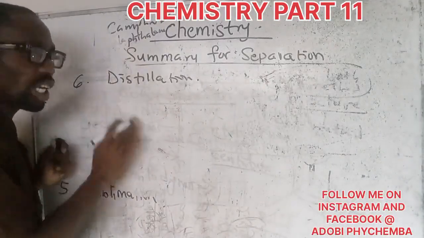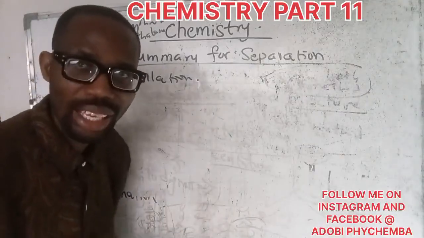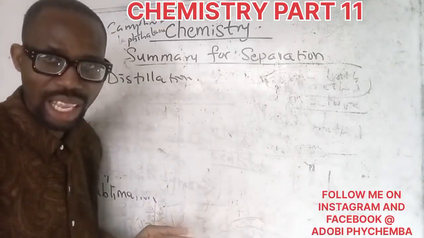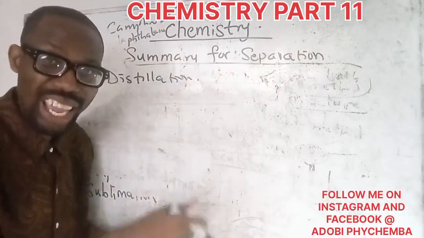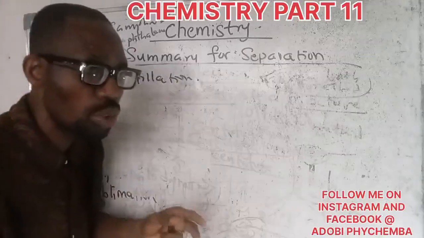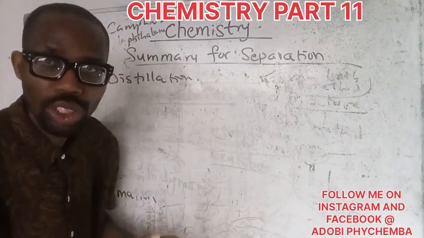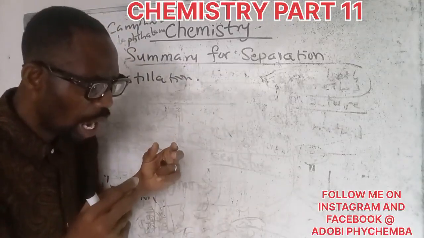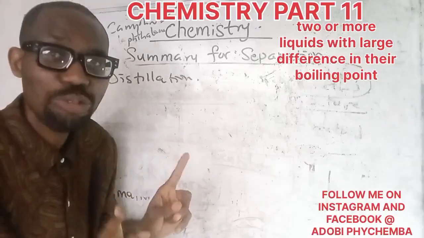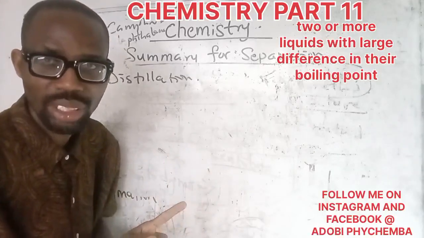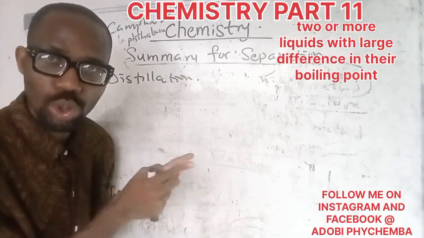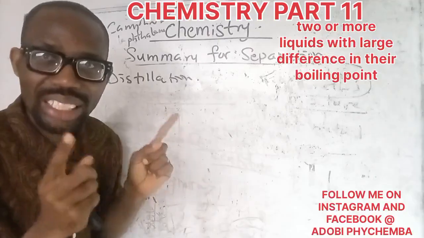Then number two, distillation can be used to purify a liquid that contains non-volatile impurity. Can you see it now? And I also said distillation is used to separate two or more mixtures that have a large difference in their boiling point. That is distillation.